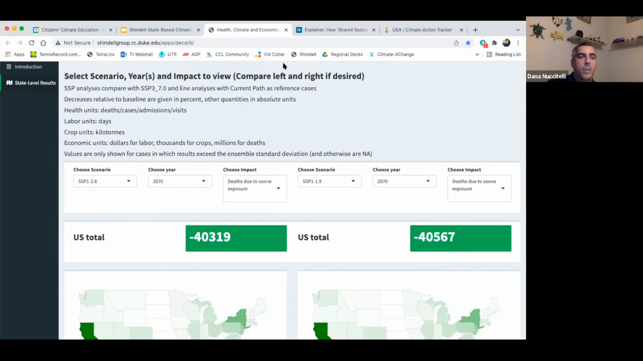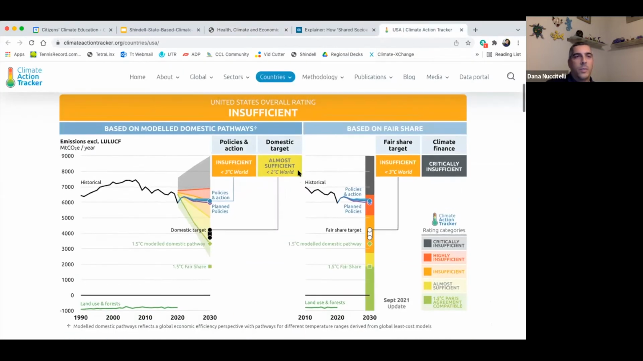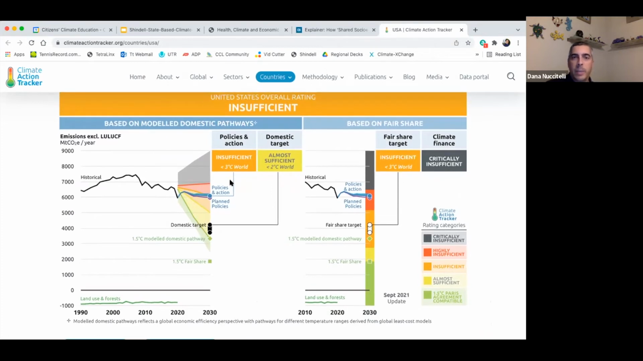And a good resource to explain that is the Climate Action Tracker. If you go to climateactiontracker.org, Brett's got a link to that, and you can go to the USA page, and it shows where we're headed. Based on our domestic target, which is trying to get to 50% below 2005 levels by 2030 and net zero by 2050, that is basically in line, according to Climate Action Tracker, with a 2 degrees Celsius eventual global warming scenario. If everybody were to act the same way we're acting, we would get about 2 degrees Celsius.